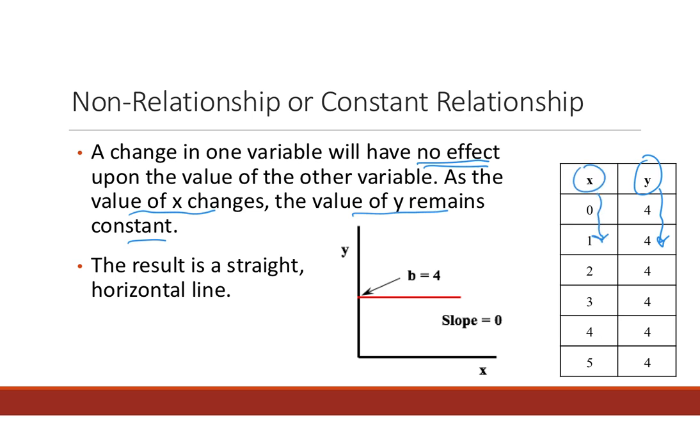So this is creating a straight horizontal line, starting at the origin, right there on the number 4 on the y-axis. So a straight horizontal line tells you there's a constant involved. You can't do anything to x that's going to change y. Y is just going to be 4.